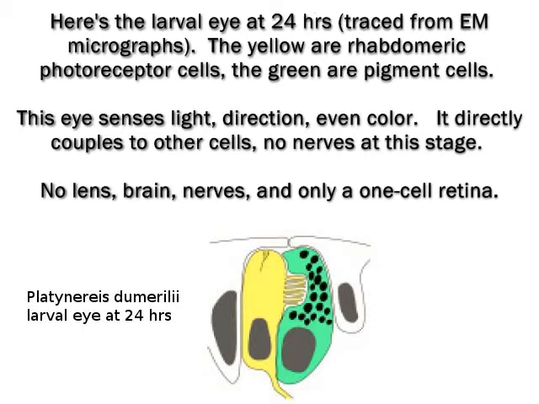This eye senses light, direction, even color. It directly couples to other cells, no nerves at this stage. No lens, brain, nerves, and only a one-cell retina.